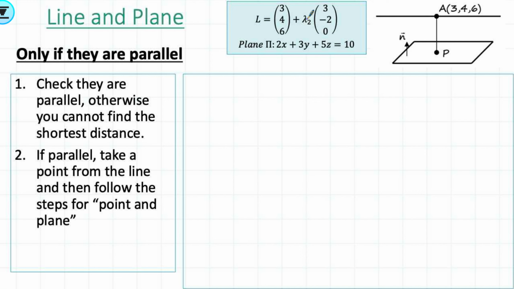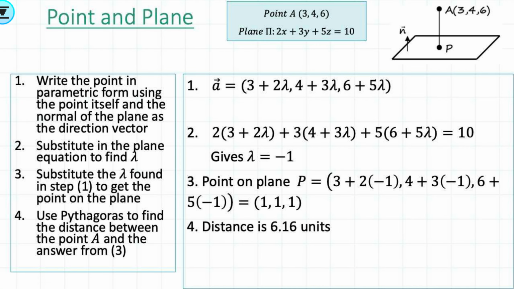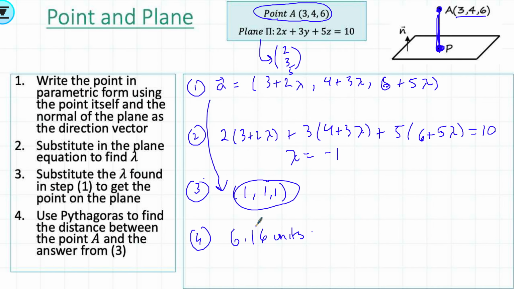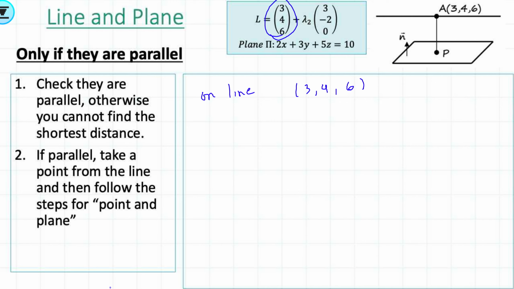So the way you solve it is you consider a point from the line. And in this case, I'm going to take 3, 4, and 6. So on the line, we have 3, 4, and 6. And then what you now have is a situation where you have a point and a plane. So we are back to a point and a plane, and you just find the distance between them. And for this example, coincidentally, it's also 6.16 units.